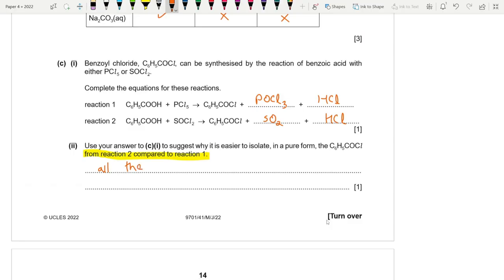So all the byproducts in reaction 2, basically, they're talking about SO2 and HCl, are gaseous, okay? Or you could say that no liquid byproducts formed, yeah? No liquid byproducts formed.